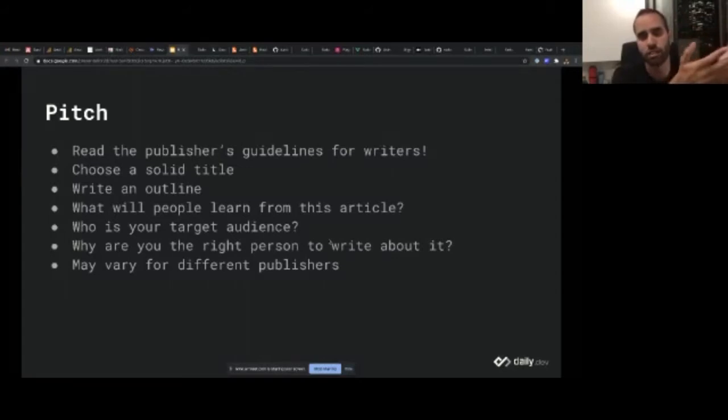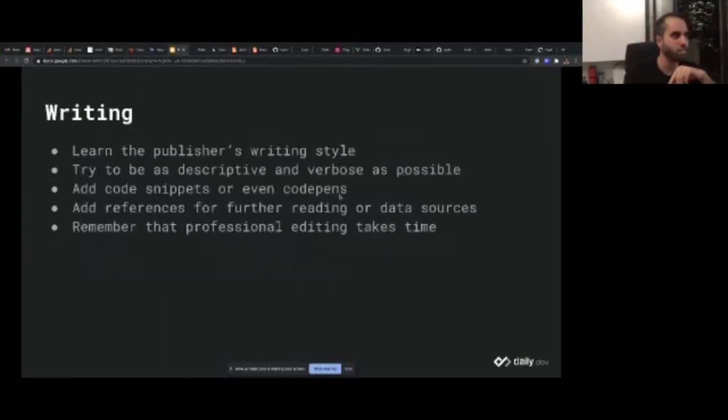And lastly, of course, every publisher might be interested in something else when you pitch. So again, make sure to read the guidelines of the publisher. But this is the main skeleton of pitching to the publishers. You have to write a solid title. You have to write an outline that describes what you are going to talk about, why you are the right person to talk about this topic, and who you are targeting in your article.